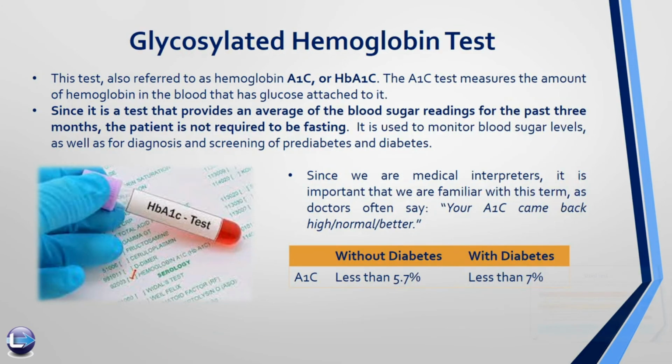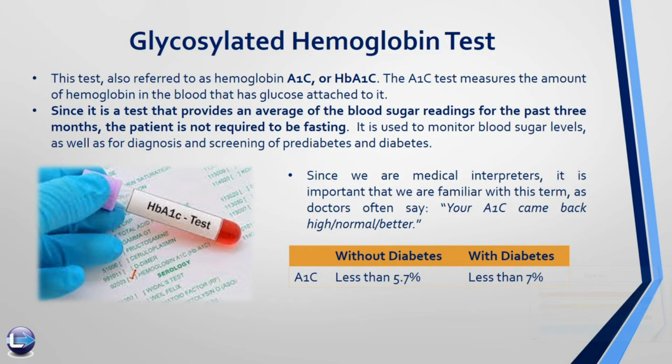Glycosylated hemoglobin test. This test, also referred to as hemoglobin A1C or HbA1c, the A1C test measures the amount of hemoglobin in the blood that has glucose attached to it. Since it is a test that provides an average of the blood sugar readings for the past 3 months, the patient is not required to be fasting. It is used to monitor blood sugar levels as well as for diagnosis and screening of prediabetes and diabetes.